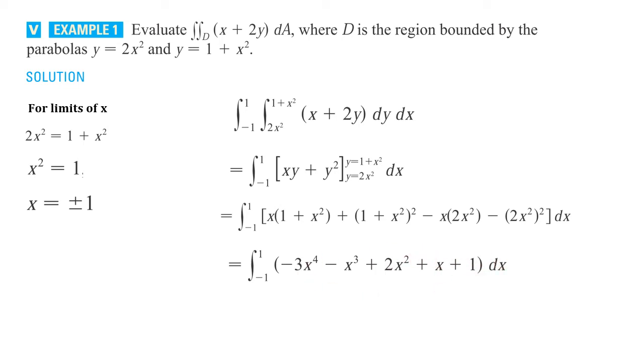Now integrate with respect to x. We'll get this expression. Later on, put the limits from minus 1 to 1 and simplify it, we'll get 32 over 15.